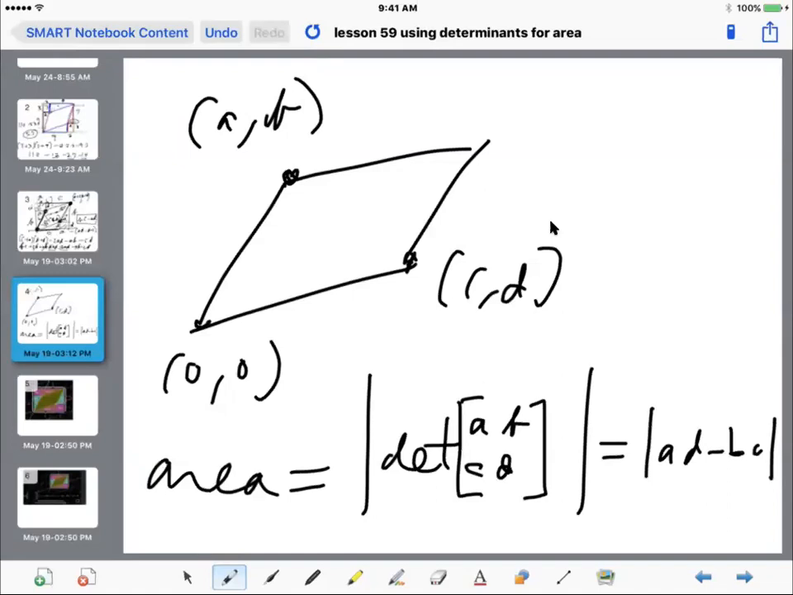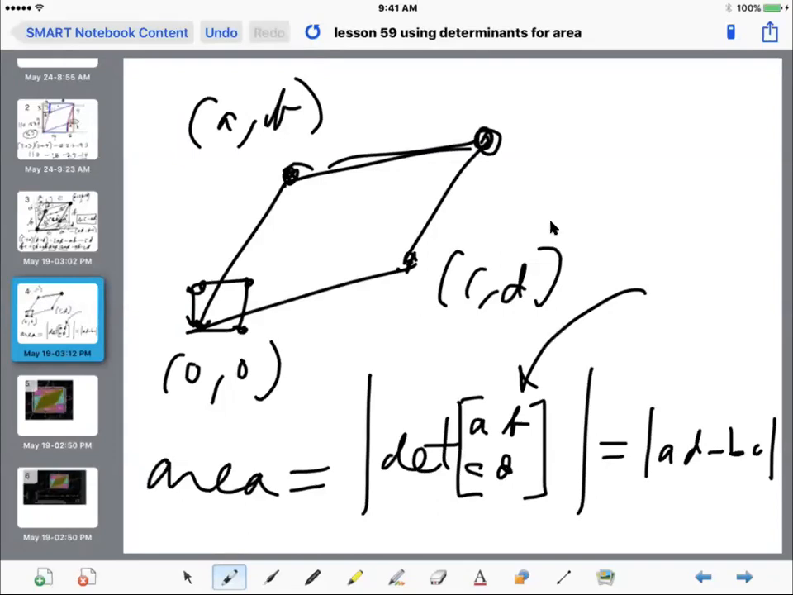And I mentioned yesterday how the determinant is the scale factor of the areas. So if I were to take a small square, like a 1 by 1 square, and run all 4 points through this transformation, that square would turn into that parallelogram, and the area of that bigger parallelogram would be the determinant times 1. And that's why this works.